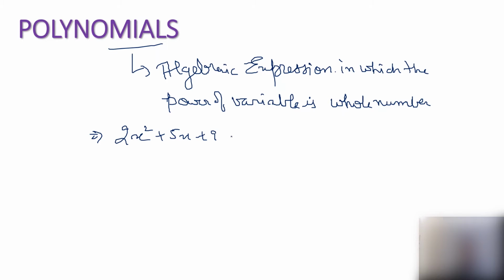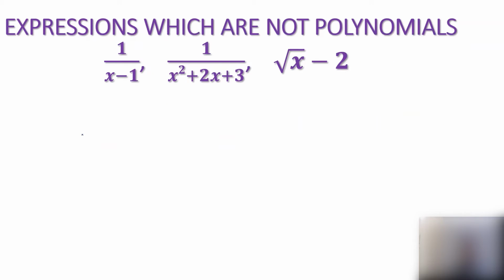This is a polynomial, or we can say 5x plus 10, or 100, or 100x raised to the power 59. These are all examples of polynomials. Now let's have a few examples of expressions which are not polynomials. So here is an example.